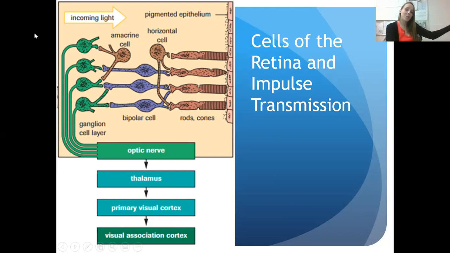So the light is going to hit these rods and cones, those photoreceptors. They're going to be stimulated by the light and have an action potential. They will send off that impulse to the bipolar cells and then to the ganglion cells of the optic nerve, where it then gets sent to the brain. When it gets into the brain, it goes through the thalamus, because remember, the thalamus is like the traffic cop. It directs incoming signals where to go. And then from there, it's going to be interpreted by the visual cortex of the brain.